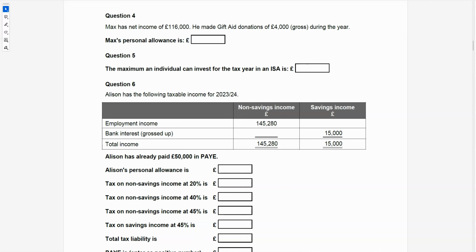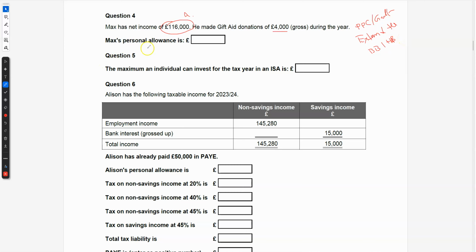It says Max has net income 116, so that is more than 100,000. If you see the income more than 100,000, you have to stop, because you need to make the adjustment for the personal allowance. He made a gift, a donation 4,000 gross. Remember that if there is a PPC, that is called a personal pension contribution, or the gift aid, that will always extend the band. So it will extend the basic band, also it will extend the higher band.